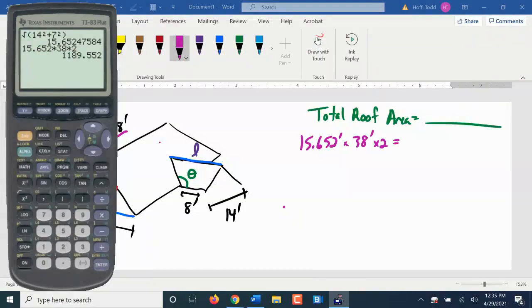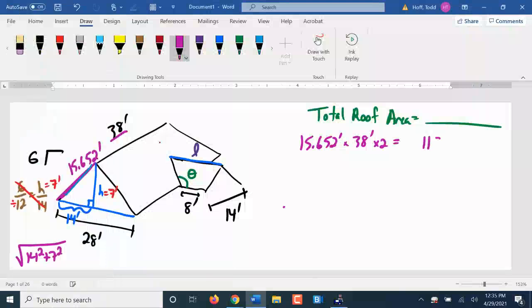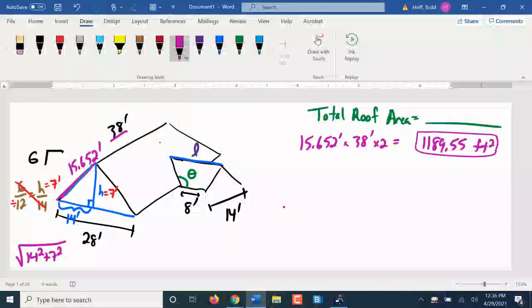This gives us 1189.55 square feet. So that's going to be the main roof, actually a little bit more than the main roof, because we've got to subtract out this piece here that's covered by the dormer yet, the contribution to the total roof area.